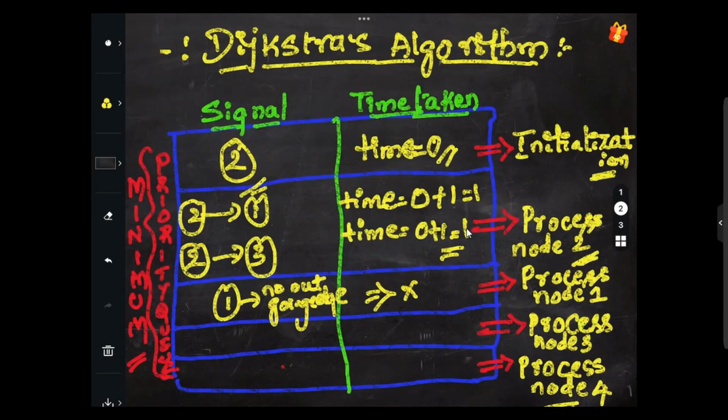Now the time was initially 1. So from 3 to 4 we are sending the signal. The time was initially 1, and from 3 to 4 it also takes time 1. So this will be 2 in this case, right? So I hope this is clear.